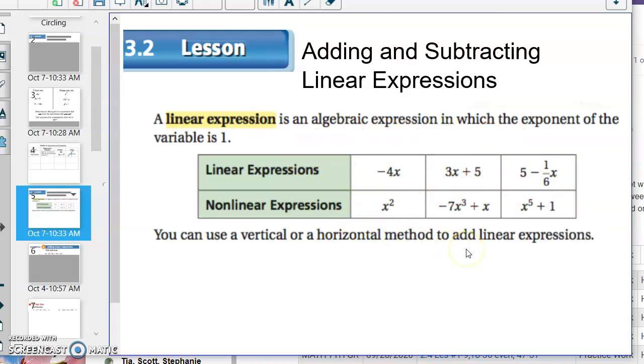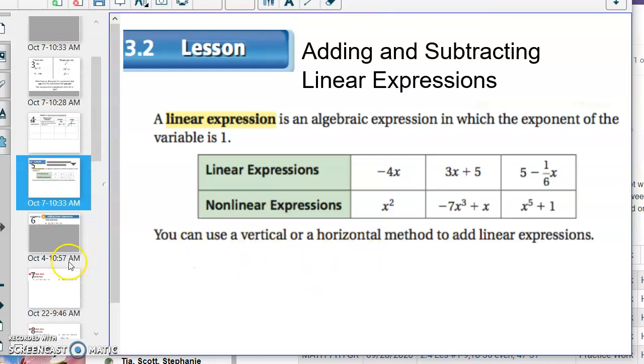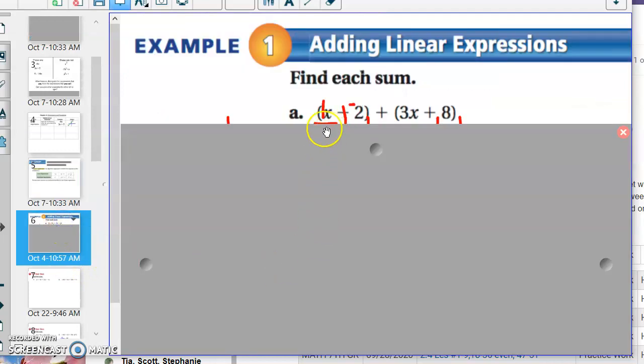And first we're going to talk about adding linear expressions. And there's two ways that you can do that. There's either the vertical or the horizontal method. So first, this is what we're going to be adding together: x minus 2 plus 3x plus 8. Well, I made it a little bit easier, just like we did yesterday, every minus sign I turn into add the opposite, and then remember there is a 1 in front of the x. So 1x plus a negative 2 plus 3x plus 8.